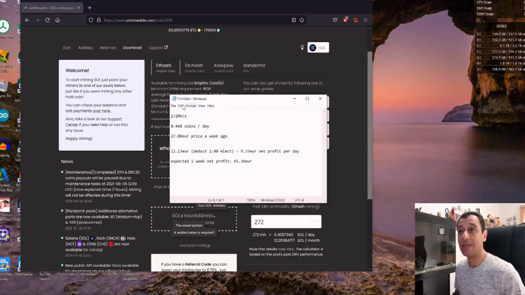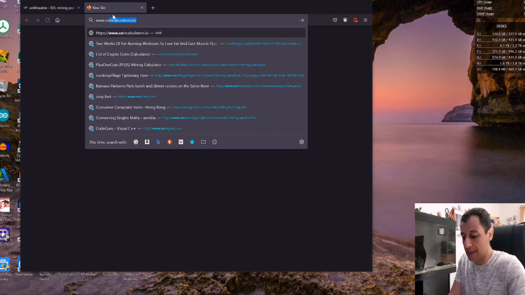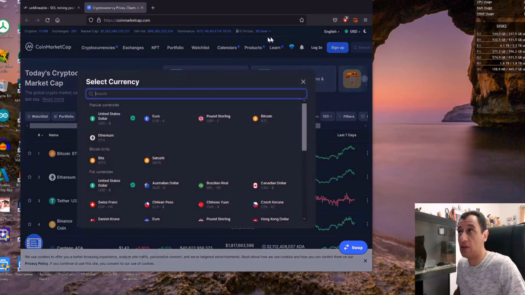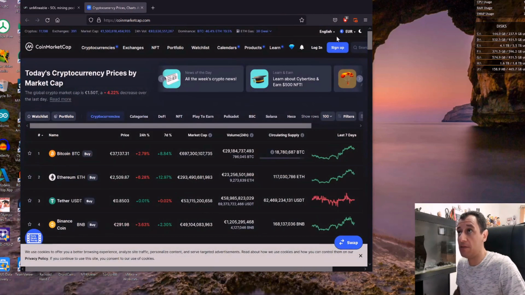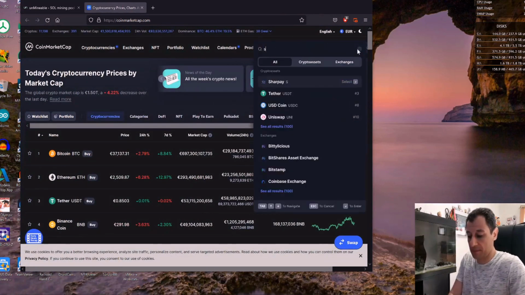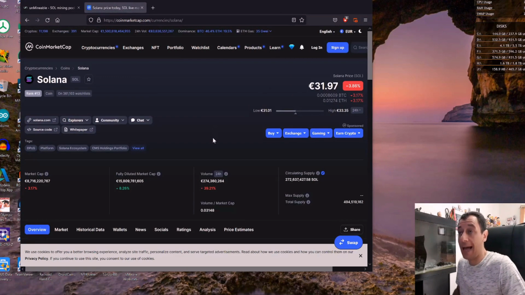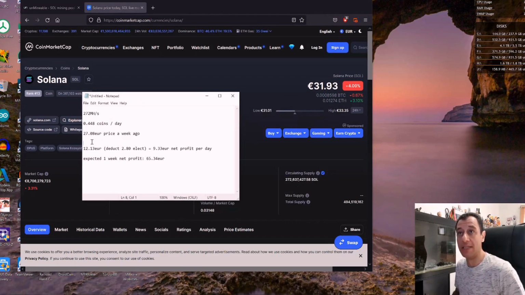Now the price a week ago of Solana coin was at €27.08. So if we start comparing these statistics to what it was a week ago and to what the calculator is telling me today and to what I did make, we will see the difference. First of all, I'm going to go to CoinMarketCap, change this to Euro, and I'm going to find the Solana coin. And today we can clearly see that the price has gone up. It's almost at €32. So where a week ago it was almost at €27, it's at €32. So I'm expecting that I have actually made more profit.